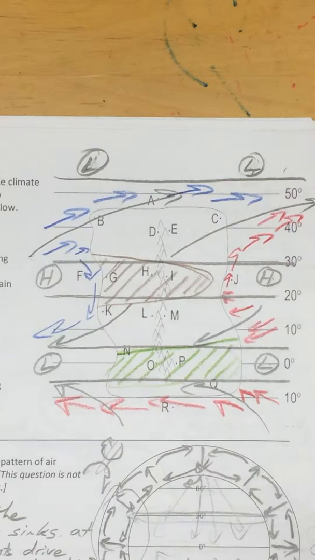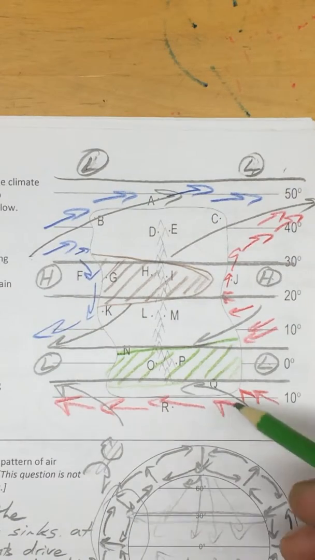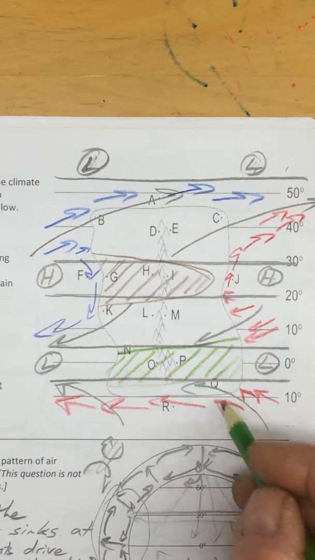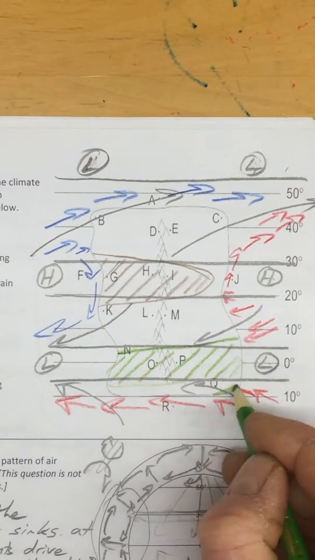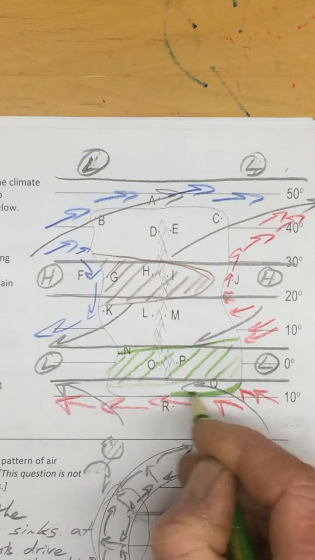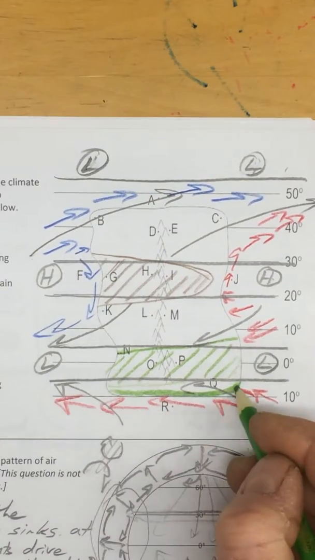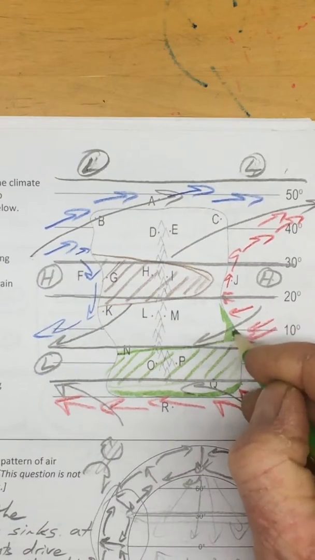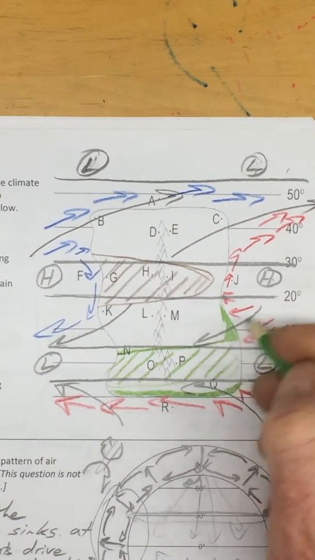Now I'm going to find the places where the wind is coming from the ocean hitting the continent. And here the wind is coming from the ocean hitting the continent all along here. This whole coastline is coastal wet. Right along here, coastal wet because the wind is coming from the ocean.